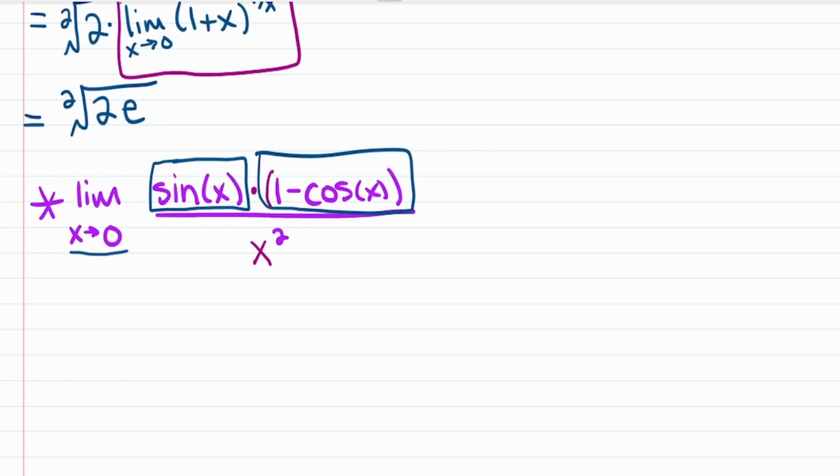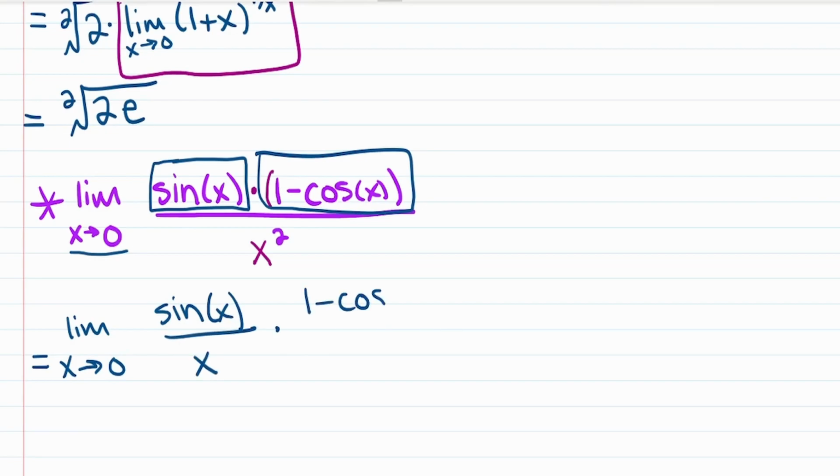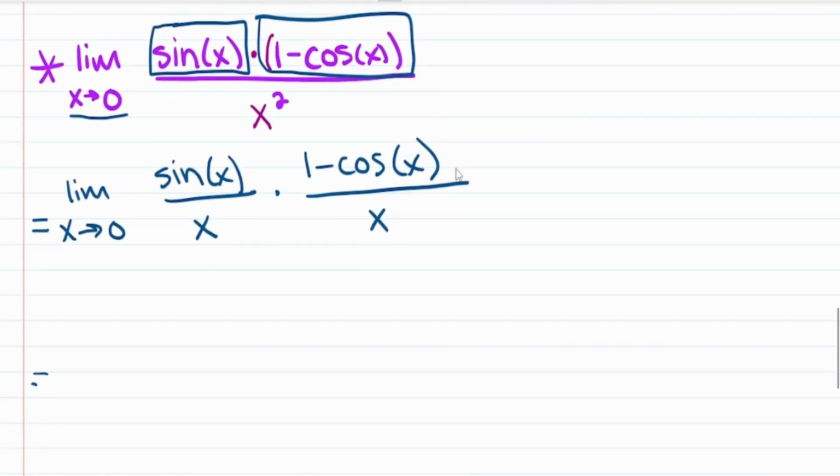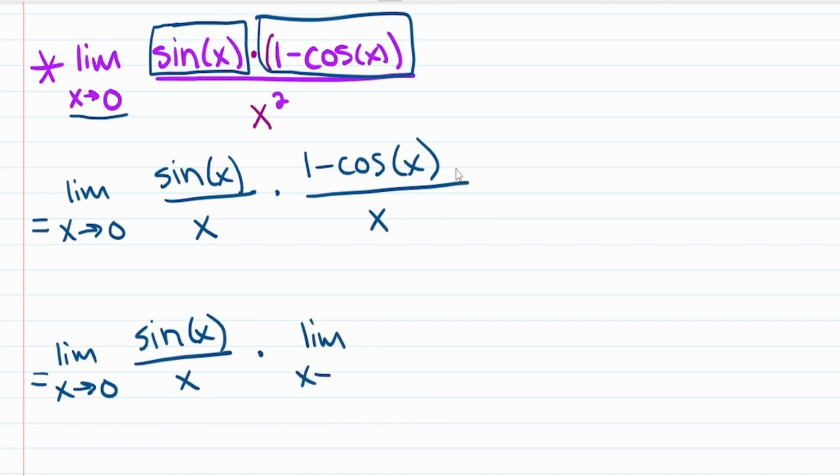So since both of these need an x in the denominator, we can just split our fraction. So we'll take the limit as x approaches 0 of sine x over x times 1 minus cosine x over x. And then we take the limit of each independently. So we'll take the limit as x approaches 0 of sine x over x. Take the limit as x approaches 0 of 1 minus cosine x over x.